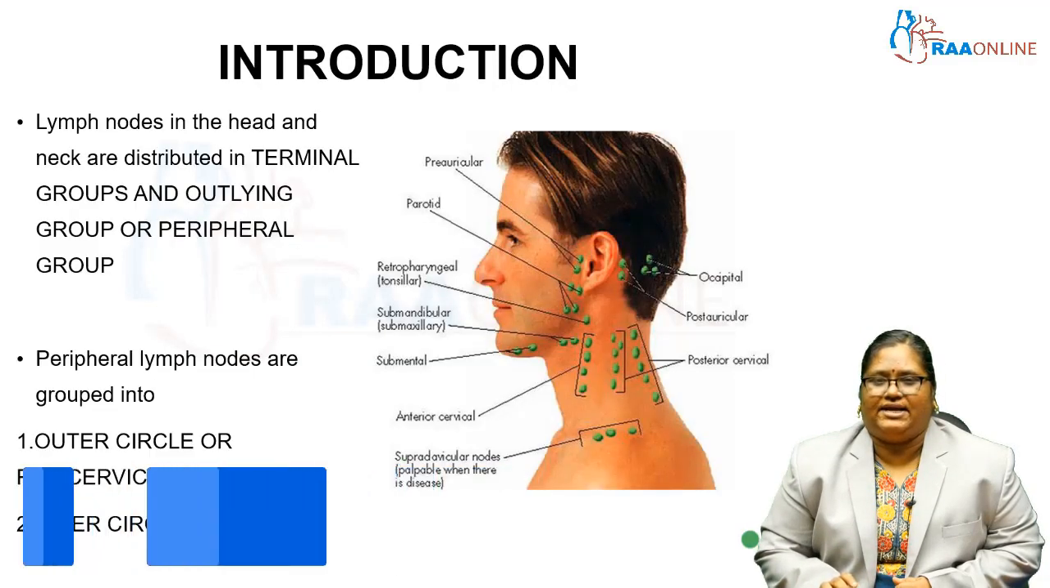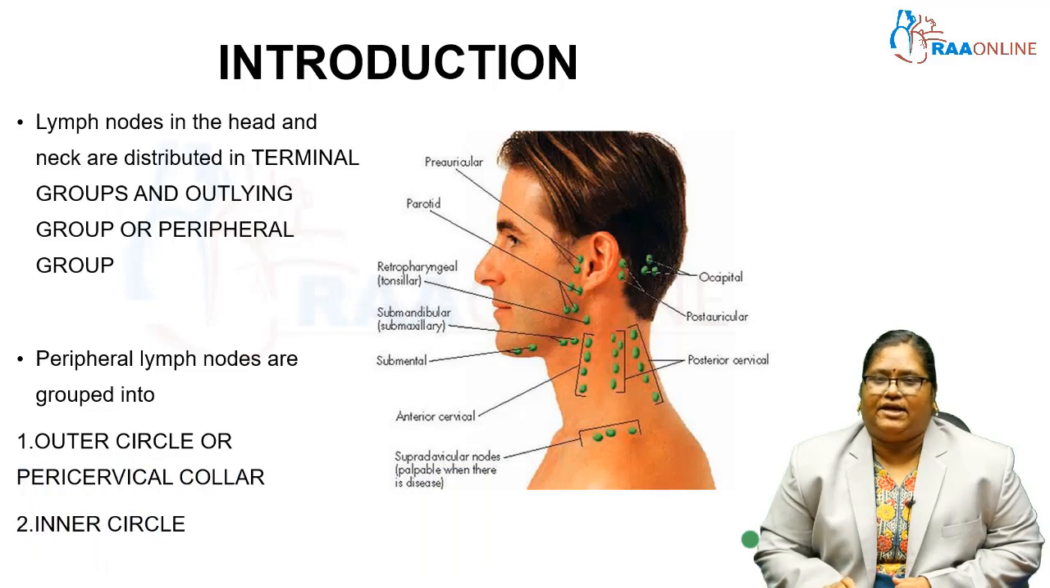Lymph nodes in the head and neck are distributed in a terminal group and an outlying group, or peripheral group. These peripheral lymph nodes are again grouped into an outer circle, otherwise known as the pericervical collar, and an inner circle. So the peripheral lymph nodes are grouped into an outer circle and an inner circle.